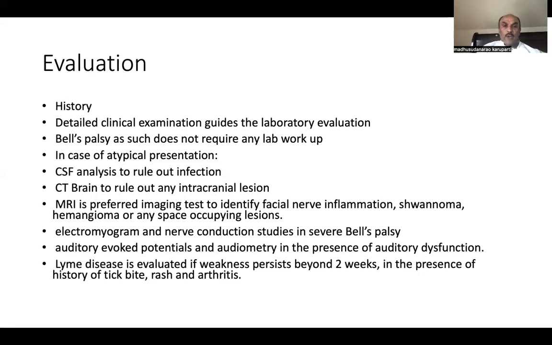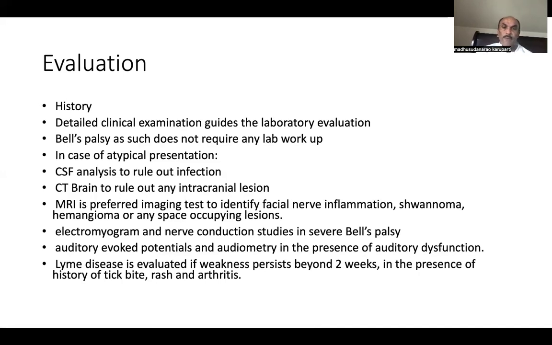Well, electromyogram and nerve conduction studies should be done in order to identify the severity of the nerve that is affected. It will assist in the grading of the Bell's palsy, depending upon the percentage of electrical potentials. And electromyogram can also be used as a follow-up test to assess the degree of recovery from Bell's palsy.